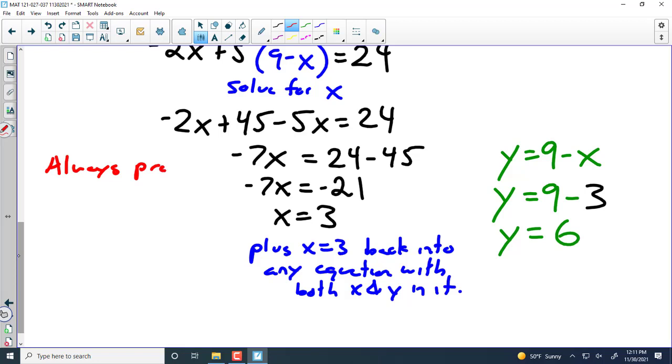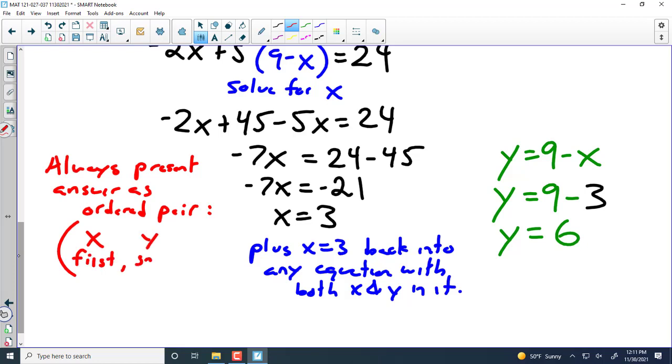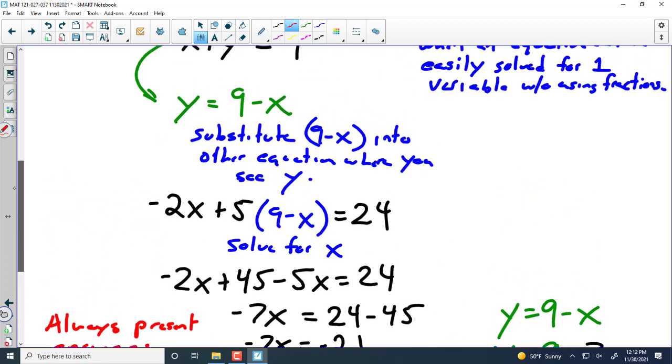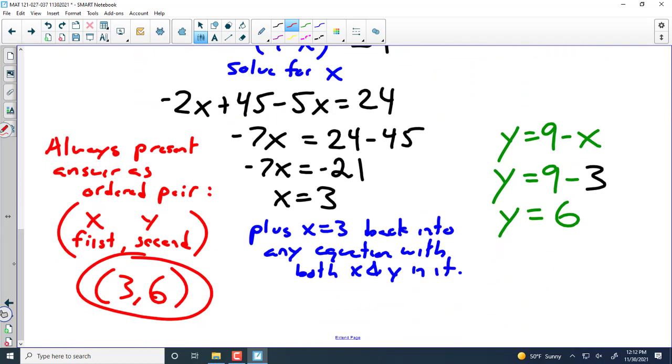Always present the answer as an ordered pair. X first, y second. People mess that up when they find y first and then they find x second. If they find the values in the wrong order, they often give the wrong order in their ordered pair. That's how substitution works. So you've probably seen that before, but it never hurts to be refreshed on it. It also never hurts to keep track of what your steps are and don't lose track of what you're actually doing.